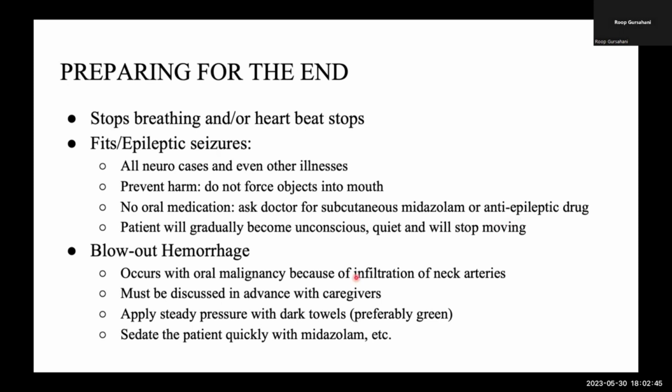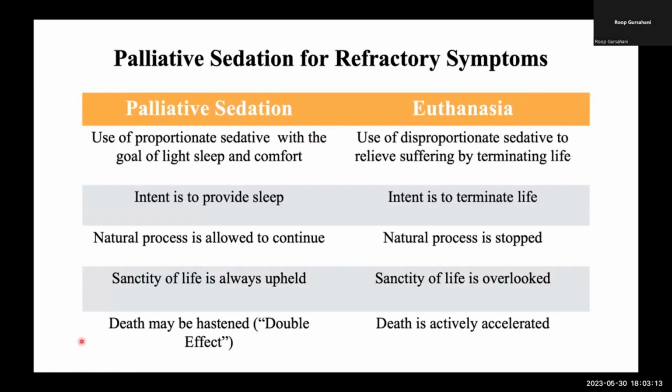The other dramatic event is the blowout hemorrhage. This occurs with oral malignancy because the neck arteries get infiltrated. And when you know that this is likely to happen, this must be discussed in advance. When it starts, steady pressure should be applied with dark towels, preferably green, because that doesn't show blood. And the patient must be quickly sedated. Again, this also doesn't last very long.